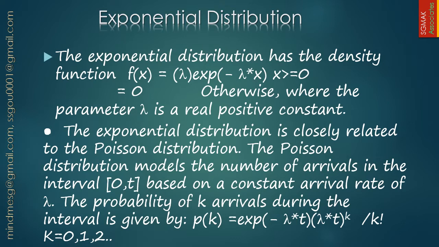The probability of k arrivals during that interval is given by the probability mass function for the Poisson distribution: e raised to the power minus lambda t multiplied by lambda t raised to the power k divided by k factorial. K is the number of arrivals and it can only take non-negative integer values: 0, 1, 2, and so on, including 0.